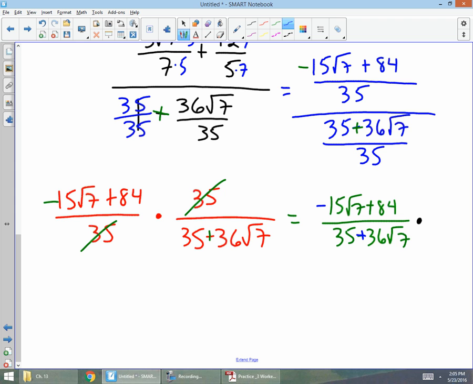Okay, so now we're ready to multiply by the conjugate, which would be 35 minus 36 square root of 7. And we're making a fancy version of 1. And now right here, we're going to put stop. This question sort of trails off.